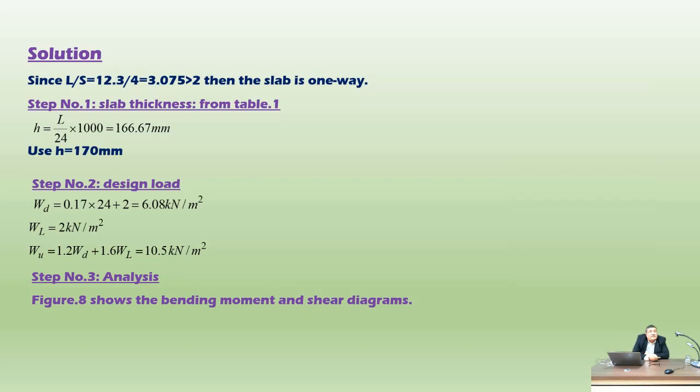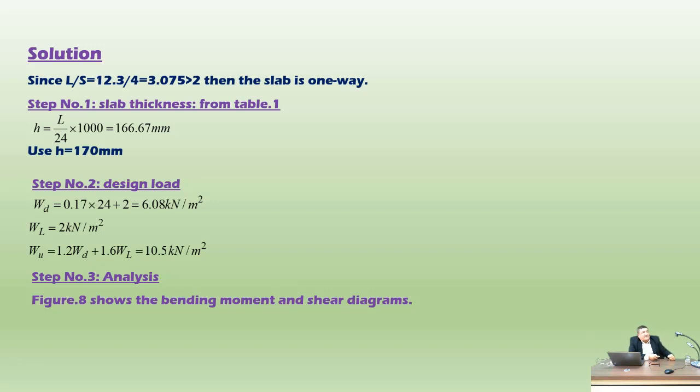Solution. Since L over S, long over short span, equals 12.3 over 4, which equals 3.075, greater than 2, then the slab is a one-way slab. Here we follow the steps of design explained previously.